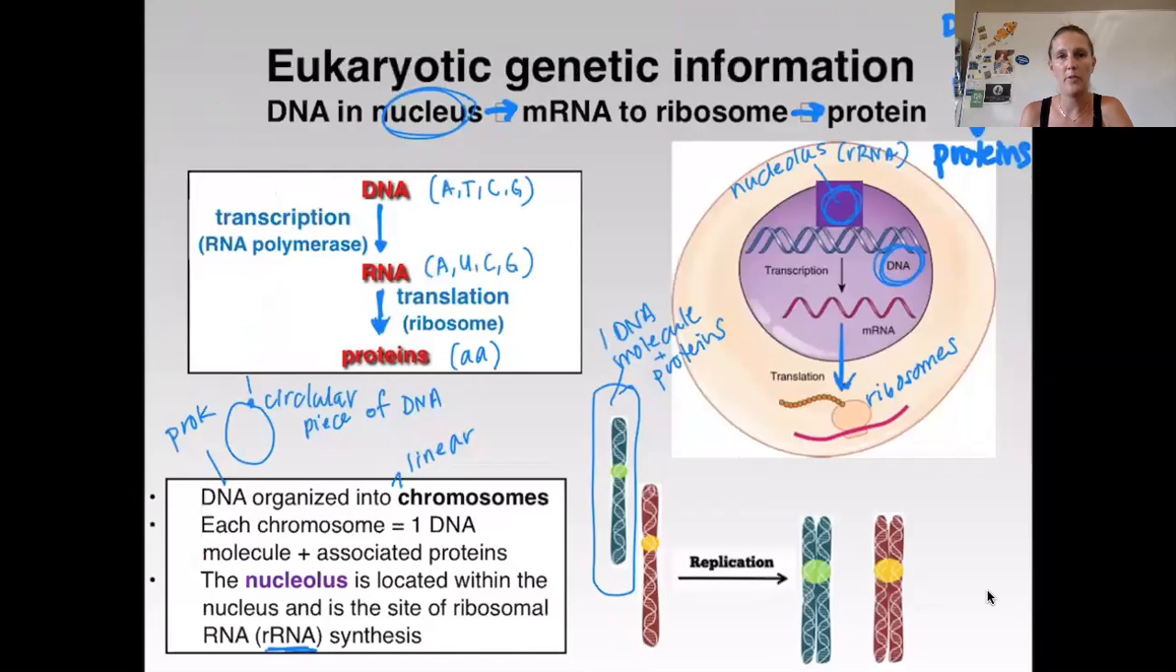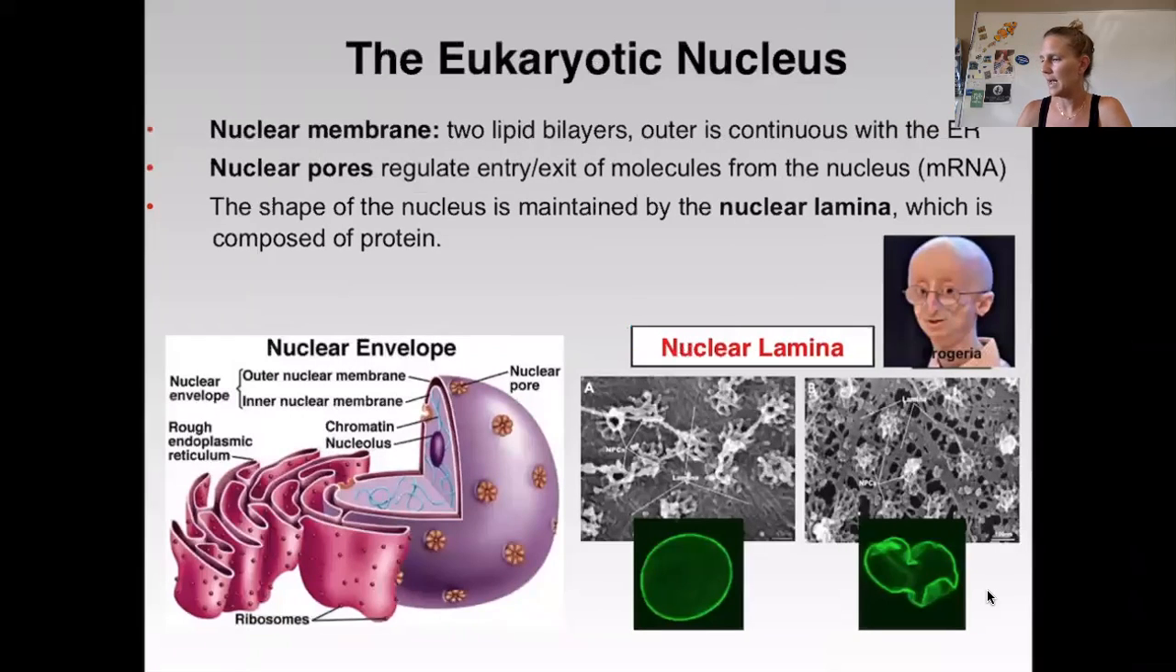We talked last time about the genetic information of prokaryotic cells with this circular DNA versus eukaryotic cells with these single strands of DNA that are linear. We talked about prokaryotic versus eukaryotic cells. And now we are going into the eukaryotic nucleus. So again, eukaryotic cells are larger than prokaryotic cells. They have linear DNA in a nucleus, and they have membrane-bound organelles.